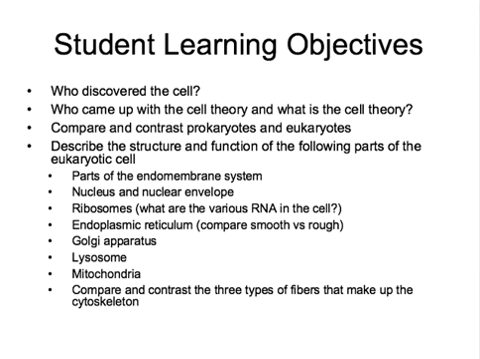So what should you know from Chapter 4? You need to know who discovered the cell, who came up with the cell theory, and what the cell theory is. You need to be able to compare and contrast prokaryotes and eukaryotes, as well as telling me what are the things that all cells must have. And then you need to be able to describe the structure and function of the following parts of the eukaryotic cell. Parts of the endomembrane system, the nucleus and nuclear envelope, ribosomes, and what are the various RNA that you find in the cell. The endoplasmic reticulum, comparing smooth and rough, the Golgi apparatus, the lysosome, the mitochondria, and be able to compare and contrast the three types of fibers that make up the cytoskeleton.